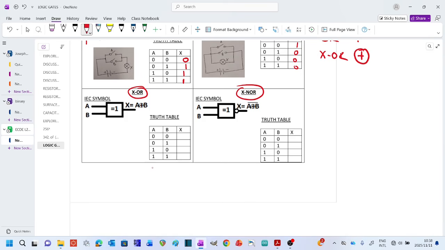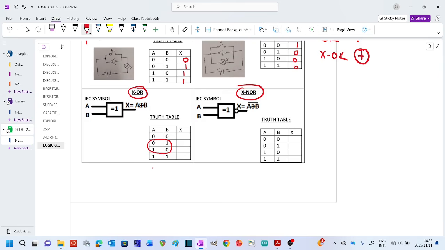XOR means that for you to obtain a 1, A and B must have different logic. So let's check where A and B are having different logic. These are the two possibilities. A and B are having different logic.